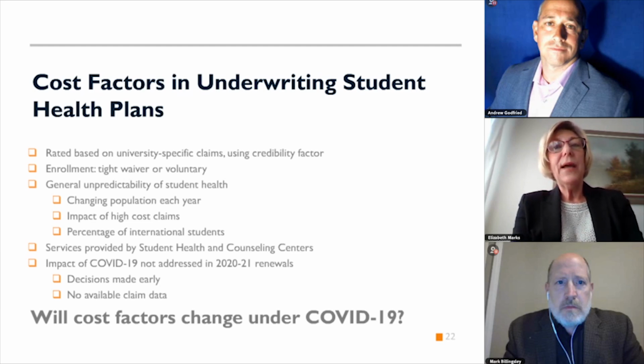So when we think about all of these factors, what will change under COVID-19? And actually, not really much. We're still going to deal with these same issues. And now we're just concerned about what the cost is to the claims.